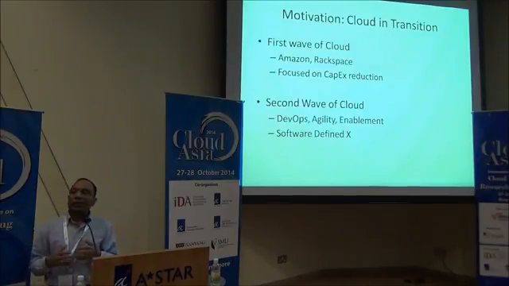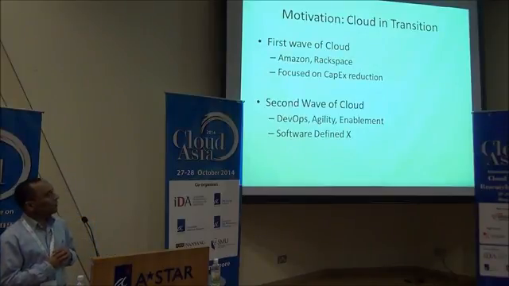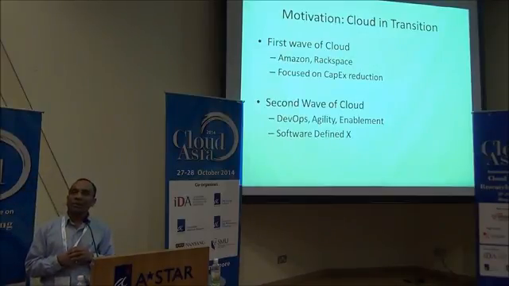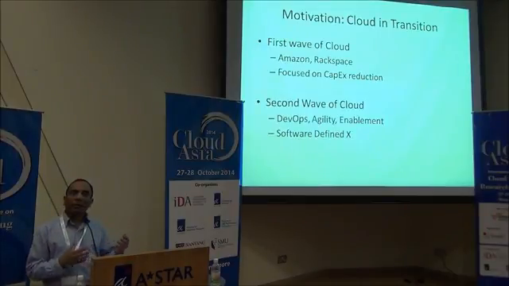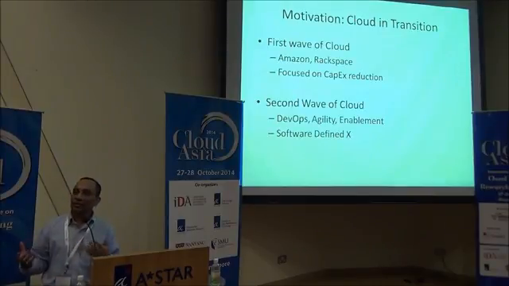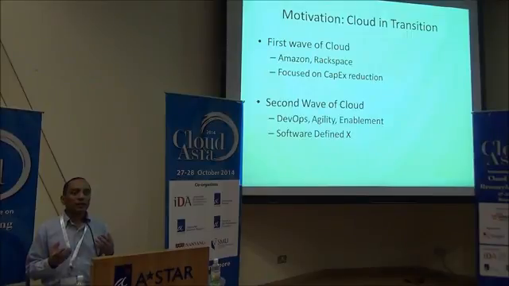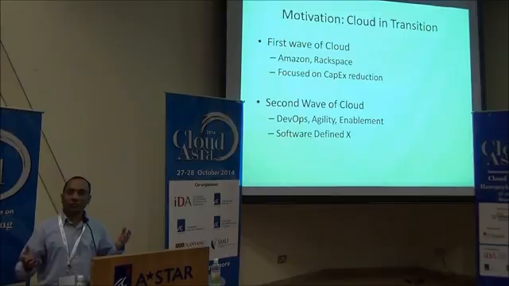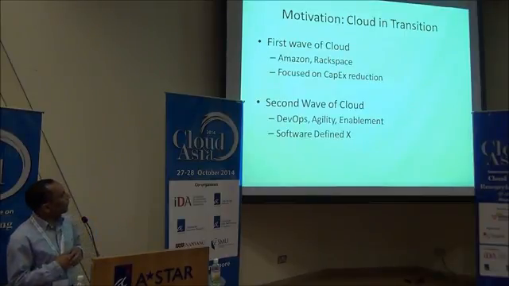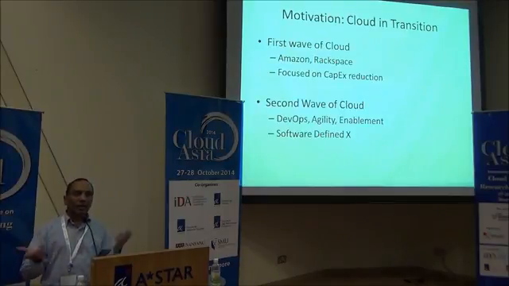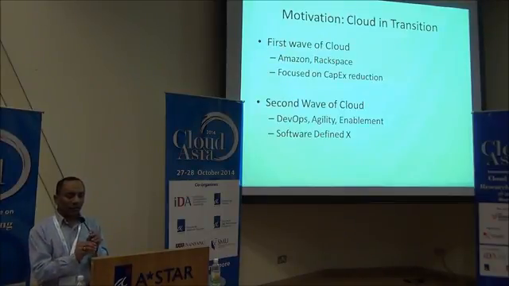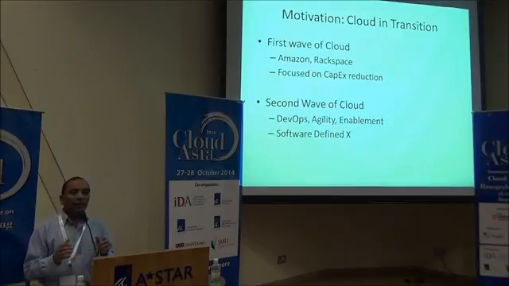Here's a brief motivation. The first wave of cloud happened when the likes of Amazon, Rackspace, Microsoft and others tried to create this on-demand elastic infrastructure. The whole theme was to reduce capex. Basically, you don't manage infrastructure, you have this on-demand resource. That was the first generation: companies provide a virtualized infrastructure, you get it when you want it. But now, okay, you have infrastructure.